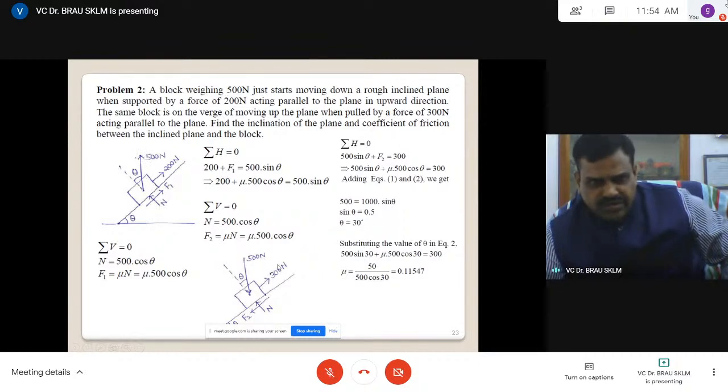Similarly, here weight is correct. Second case, 300 newtons. In both cases the problem is the same, only the magnitude changes. This is not correct, don't get confused with this. This is downwards. By mistake, it is drawn upward. It is downwards. It is also downwards. 300 newtons. And here, when pulled by a force of 300 acting parallel, the same block is on the verge of moving. This is down and this is up. That is the only thing.